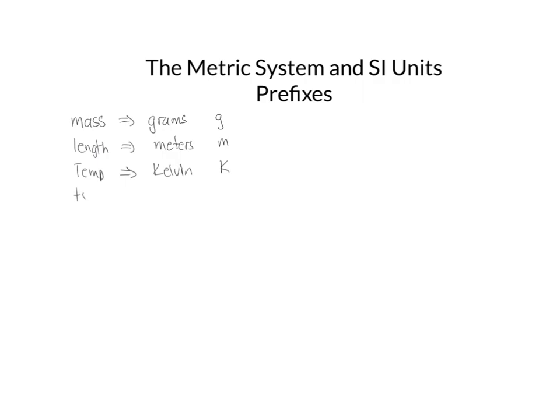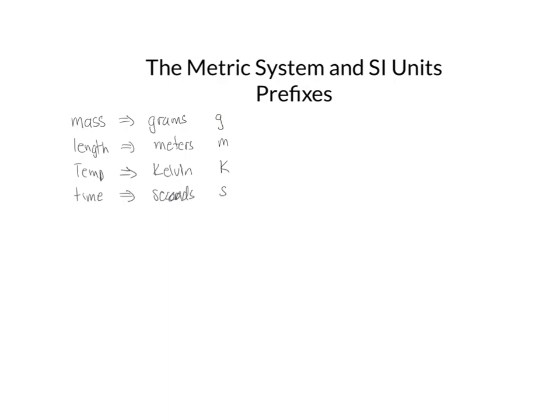Time is measured in seconds, and that is abbreviated with an S. So you can see that in general, the metric system is basically exactly like the SI units, except that mass has a base unit of grams, not kilograms.